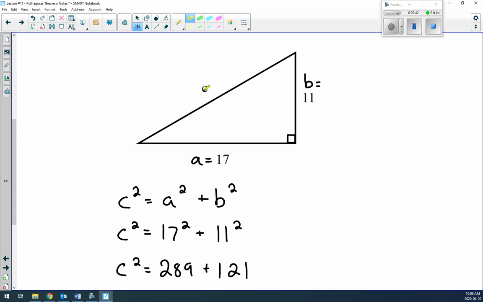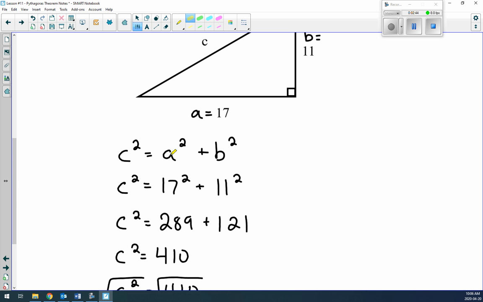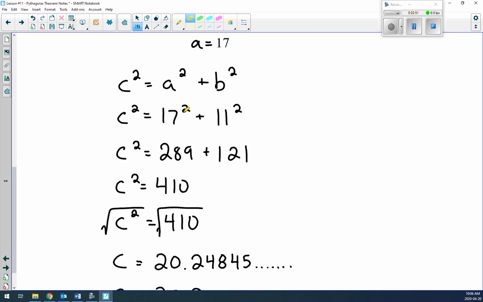We're looking for the hypotenuse, or the longest side. So our formula: C squared equals A squared plus B squared. Plug it in. A is 17, B is 11. Just work your way down. 17 squared is 289, 11 squared is 121. Take those two and add them together.